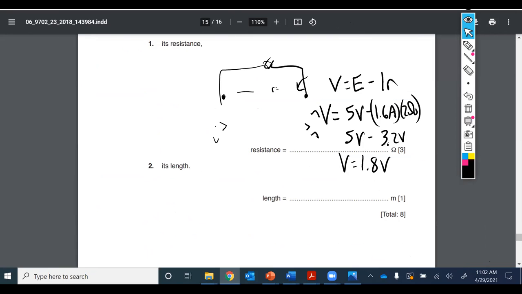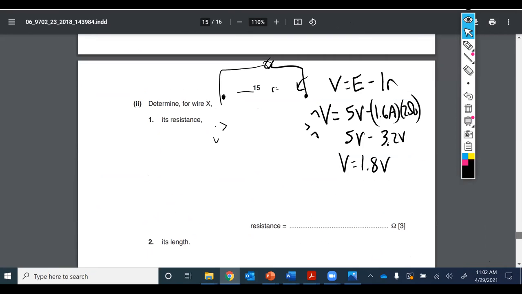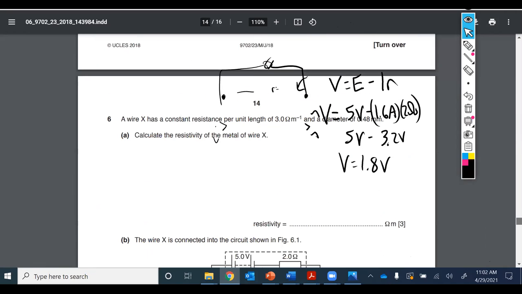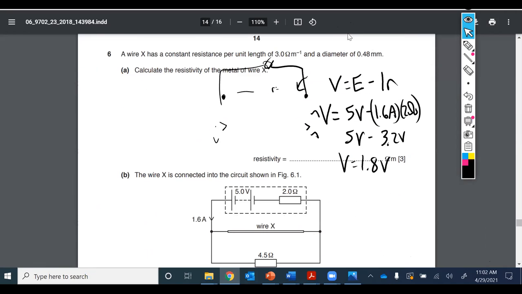All right, so we want the resistance and the length for wire X. And remember, wire X was the one that we dealt with up here. So we know everything is true about it here, but we also have some clues now that it's in our circuit, right?